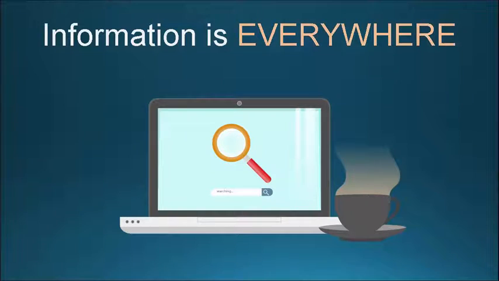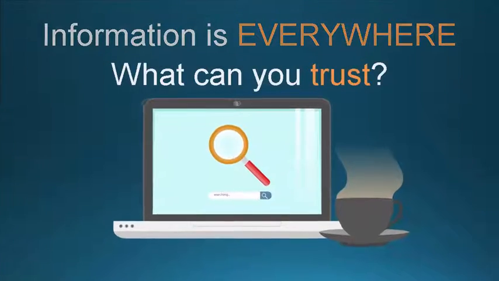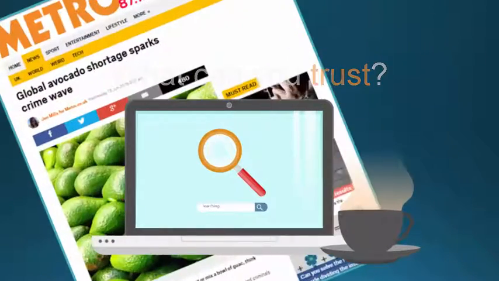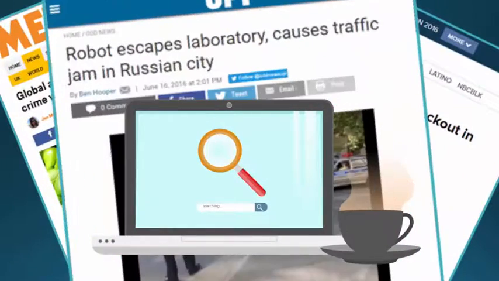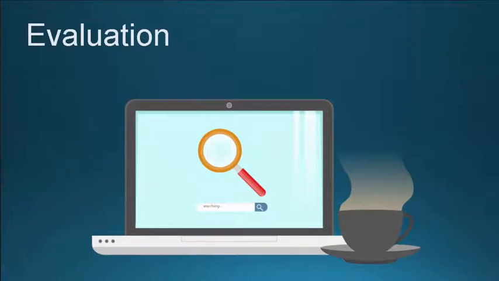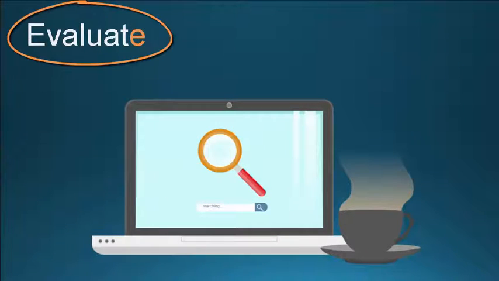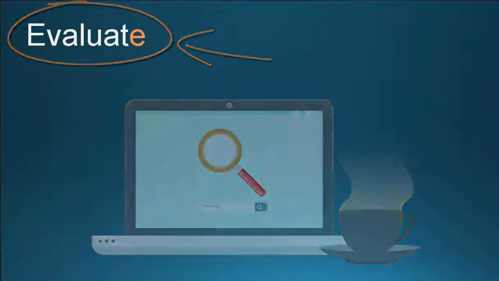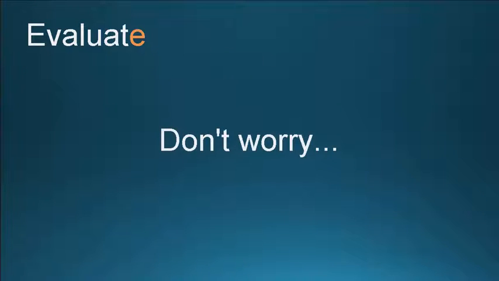Information is everywhere, but it's not always easy to know what you can trust. For instance, do you believe everything that you read on social media? Of course not. That's why it's so important to carefully evaluate the information you use in your college research. It's not as hard as it might sound.